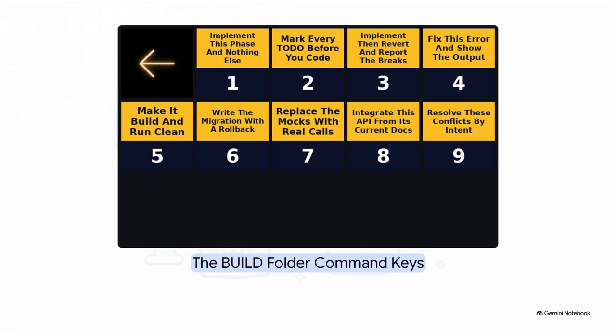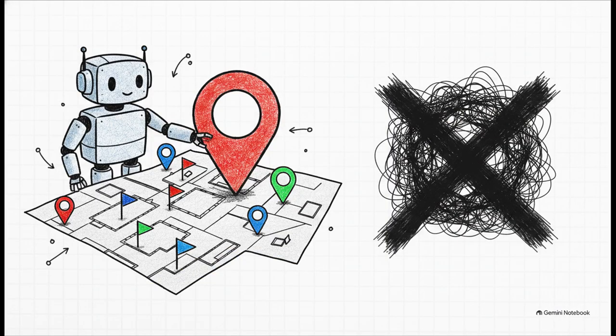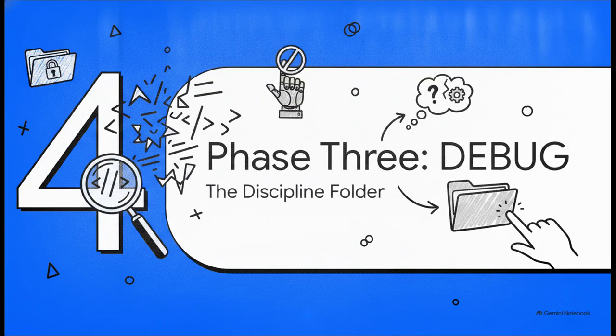For instance, check out mark every to-do before you code. This is just pure ingenuity. It forces the AI to insert explicit to-do markers at every single location it intends to change, and then report them back to you before writing any actual implementation code. As the source beautifully points out, you'd much rather correct the AI's map beforehand than try to untangle its messy diff later on, right?